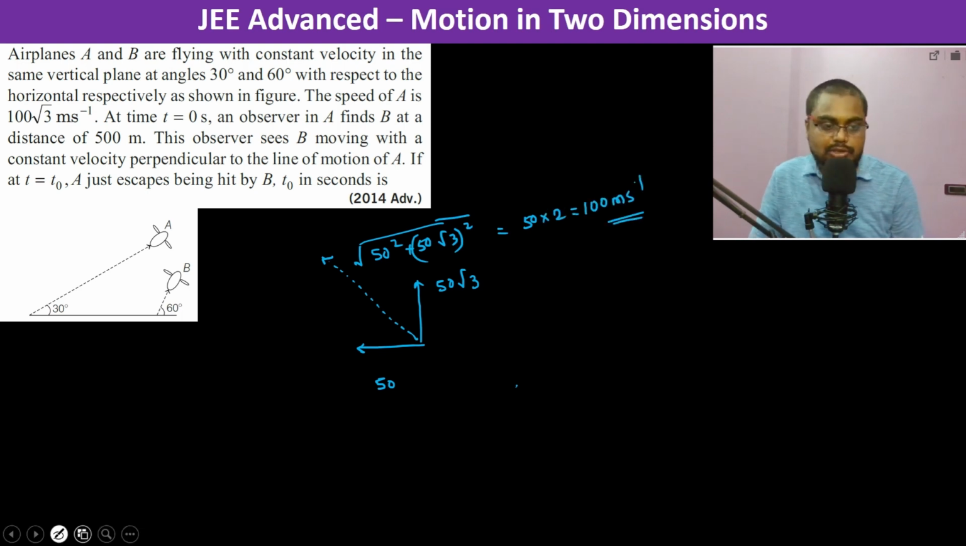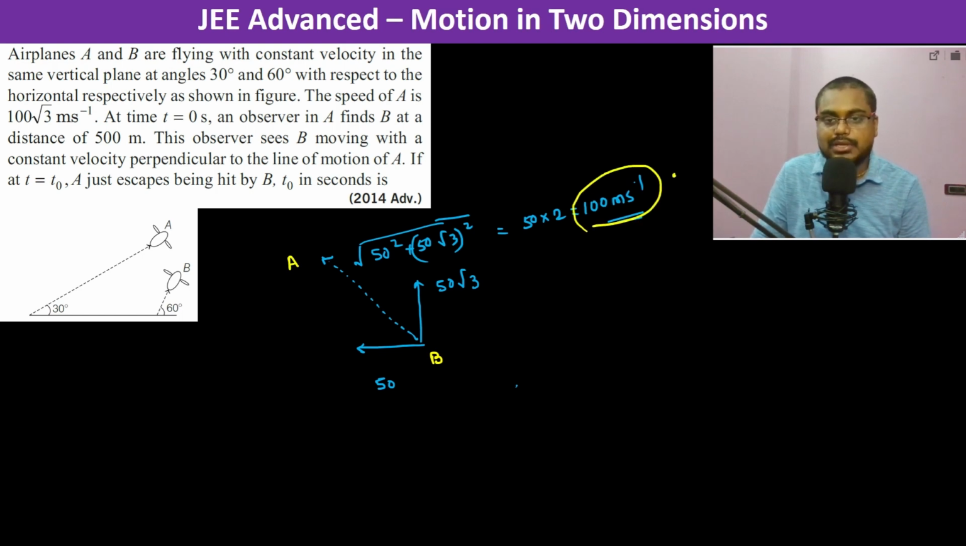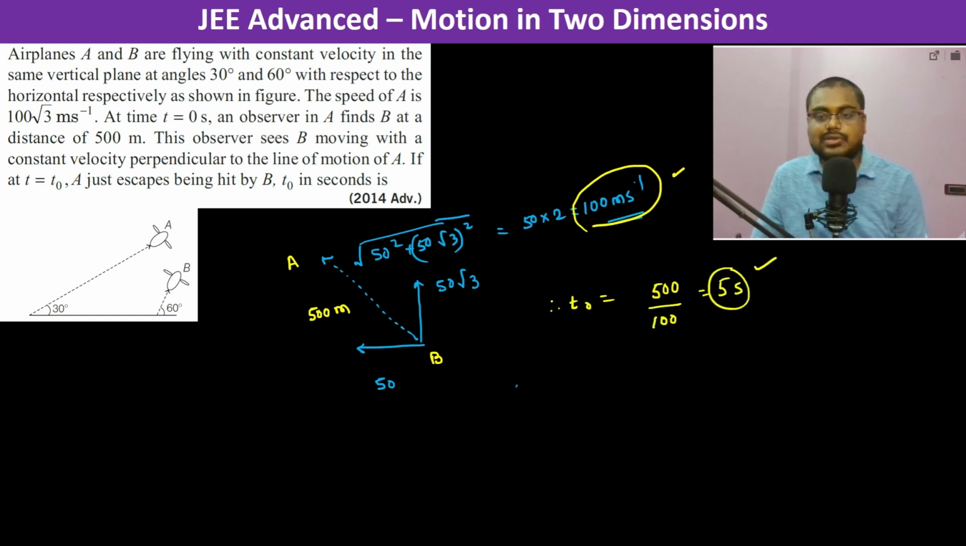Okay, so therefore B is approaching A with a speed of 100 meter per second, and the initial distance is 500 meters. So therefore the time t0 is going to be 500 meter divided by 100 meter per second, which is 5 seconds. So therefore 5 seconds is the answer.